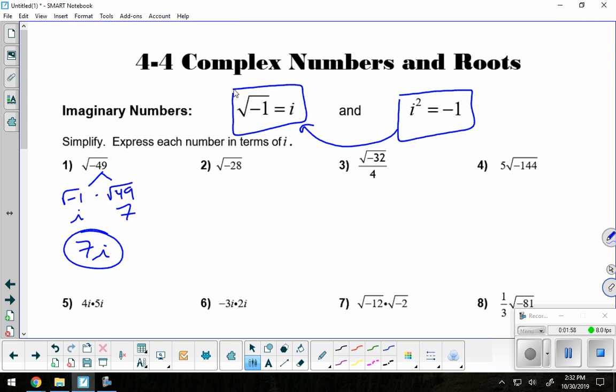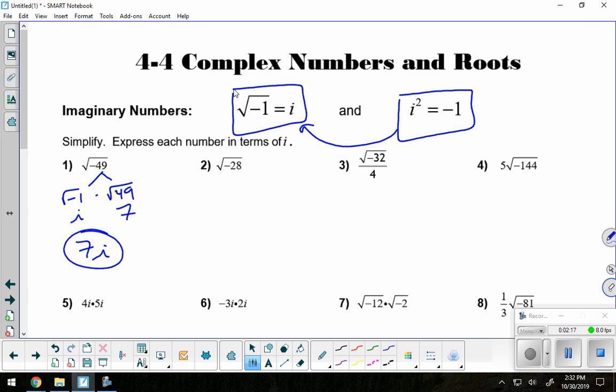So when we say 7i, we don't say i7. Anytime you have a variable, typically it always comes afterwards. Just like we say 5x, we don't say x5. Same exact idea. So the number should always be first, and then the i should be at the very end. That's just the proper notation, the proper way to write it out.